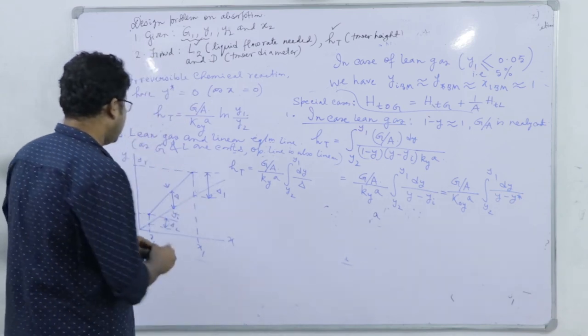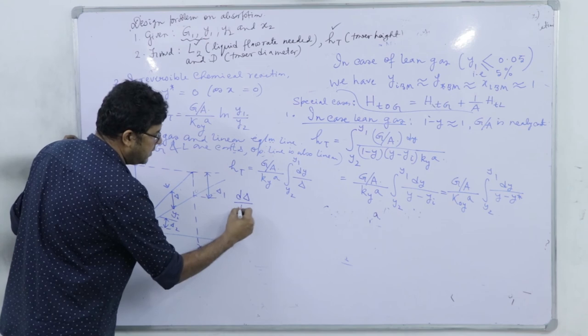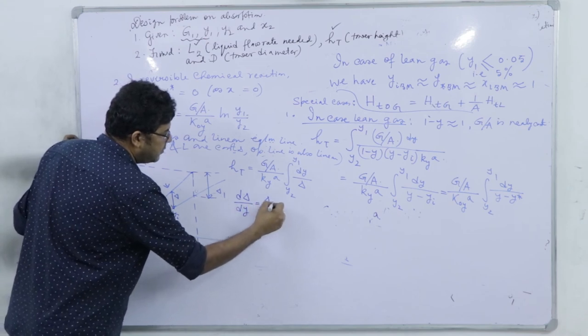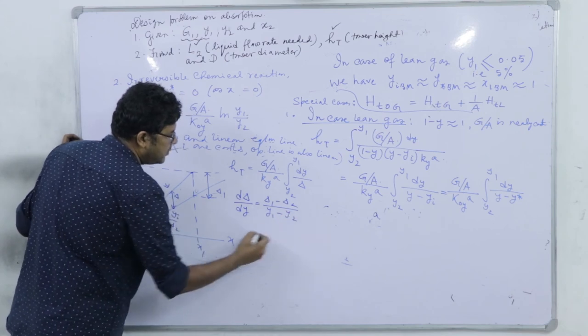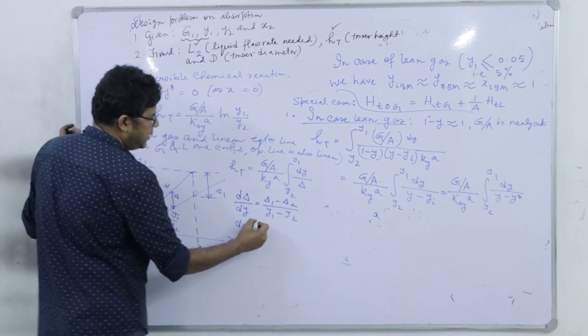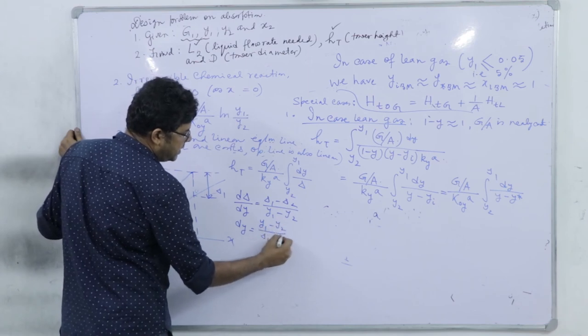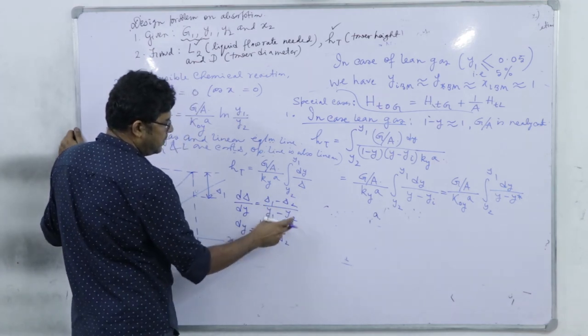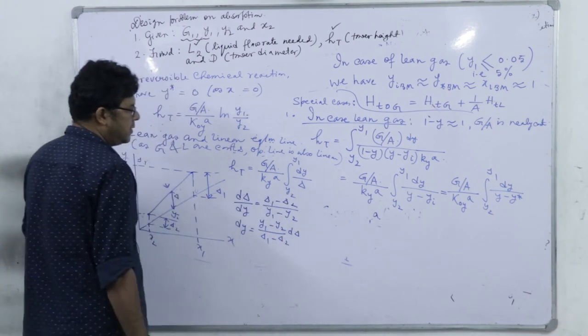So here the same thing will happen, and we can write that d delta by dy is equal to delta 1 minus delta 2 by y1 minus y2. So dy we are going to replace as y1 minus y2 divided by delta 1 minus delta 2 dy y1 into d delta, right.